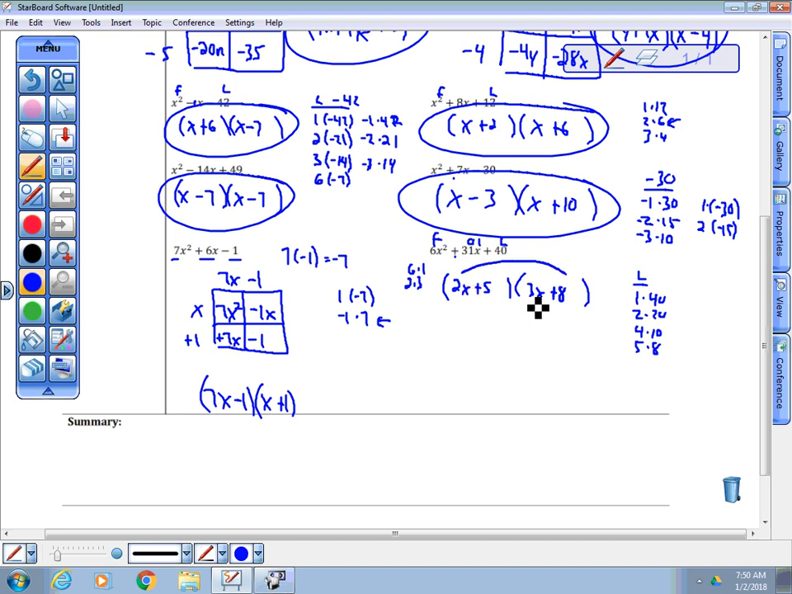So on that one, you have to check the outsides and the insides, and you would get 16x for the outside, and for the inside you get a 15x, which is 31x. So I got lucky actually on that one, and so my answer is there. If I didn't get lucky, I'd have to switch the numbers or try other possibilities there. So there you go.